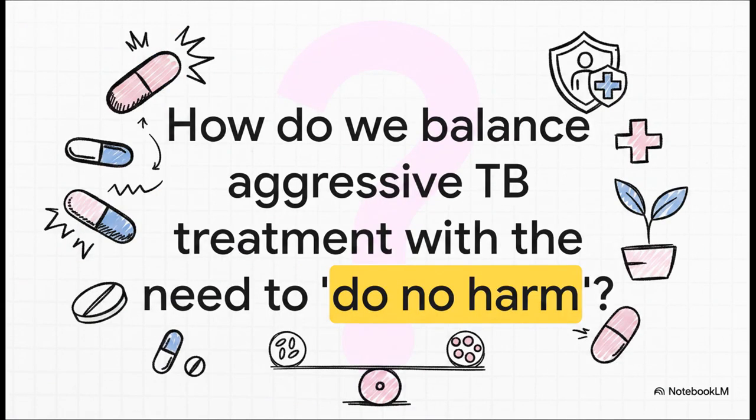Which really brings us full circle, doesn't it? We have this amazing arsenal of drugs, old and new, to fight what is still a devastating global disease. But every single one of them comes with a risk. As we move forward, with new challenges like drug resistance, the fundamental tension in TB therapy is always going to be this: how do we treat this infection as aggressively as possible, while at the same time meticulously protecting our patients from harm? That's the question that will continue to define our field.